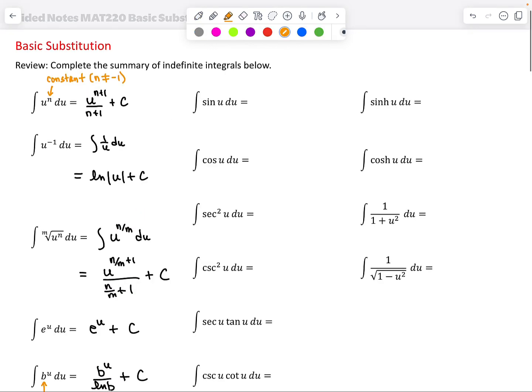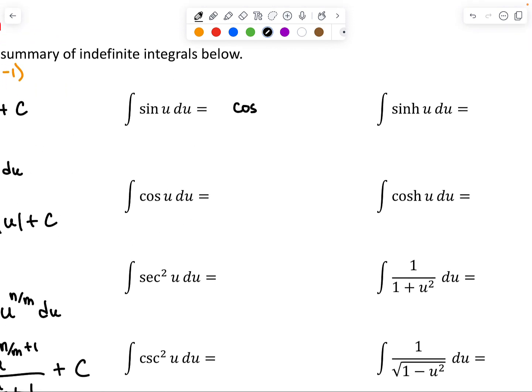This next column are all reversals of trig derivatives. The integral of sine, if we begin with cosine, just check with differentiation, the derivative of cosine is negative sine, so the integral of sine needs to be negative cosine, plus our constant. The integral of cosine is positive sine, check with differentiation, derivative of sine is cosine.